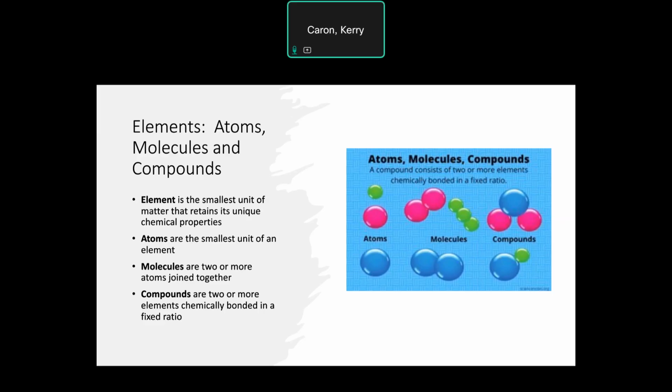Two or more of the same atoms that are joined together are called molecules, and two or more different elements, chemically bonded in a fixed ratio, are called compounds. So water, really, because it's H2O, is a compound: 2 hydrogens, 1 oxygen.